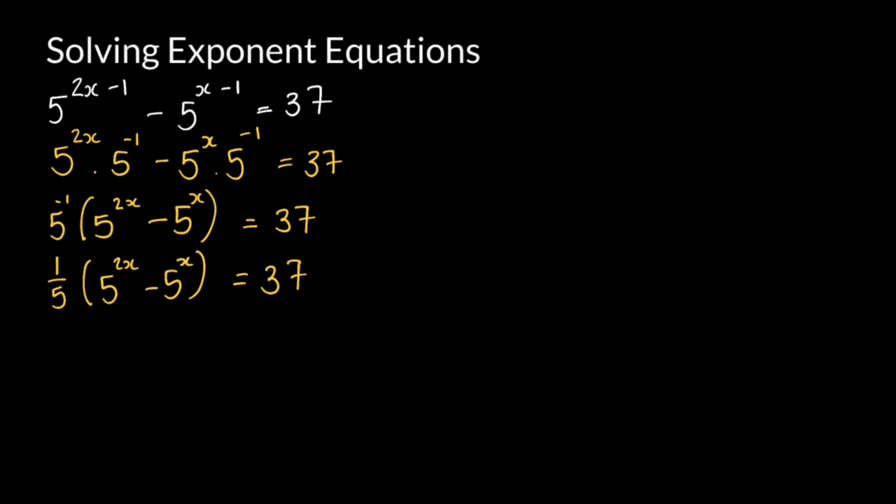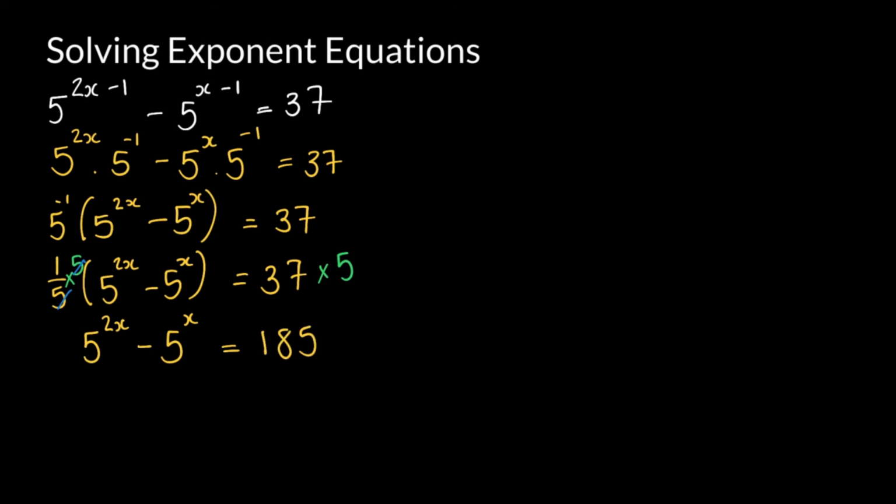So now to get rid of this 1 over 5, what we're going to do is multiply both sides by 5, just to make sure it's still balanced on each side. And what we're going to get is these two are going to cancel each other. Then I'm going to have 37 multiplied by 5, which is 185. So I'm going to have 5 to the power 2x minus 5 to the power x is equal to 185.